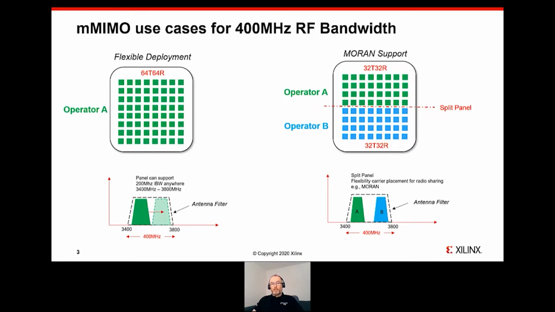On the right-hand side, an alternative approach to address frequency allocations between two operators, A and B, some distance apart. Here we have a virtual split panel, two 32T32R panels, and in this case, the same radio, the same RF front end is used to support the diverse requirements and frequency allocations of both operators.